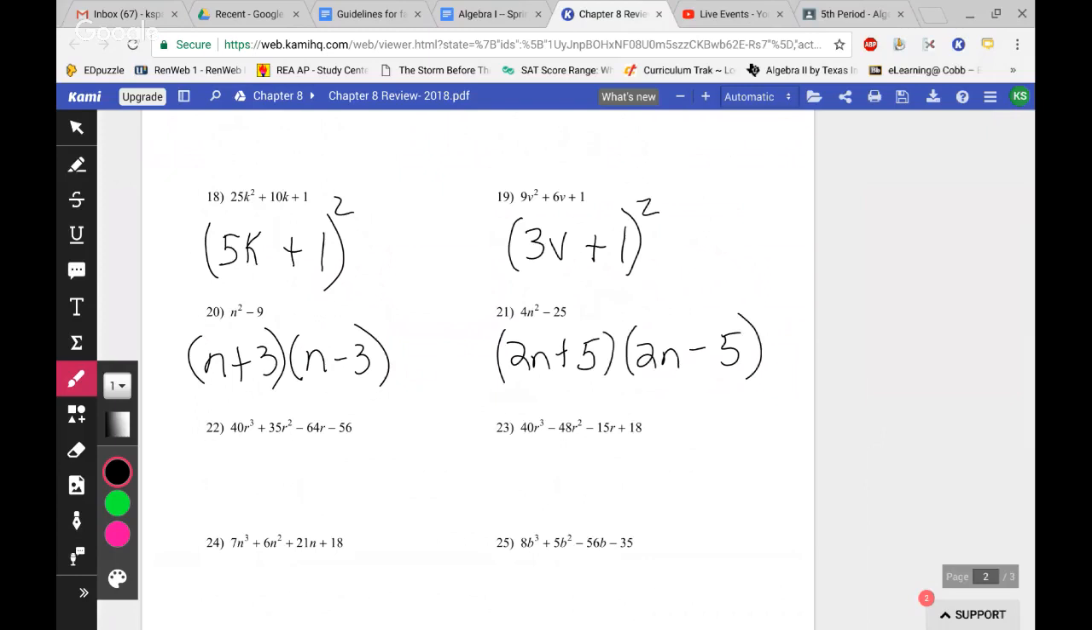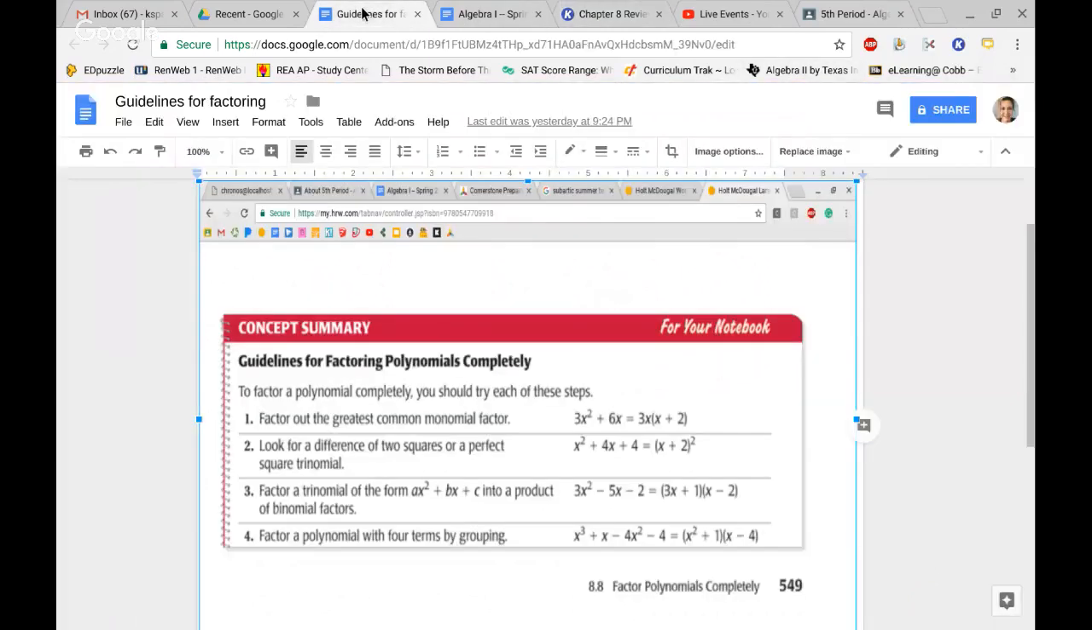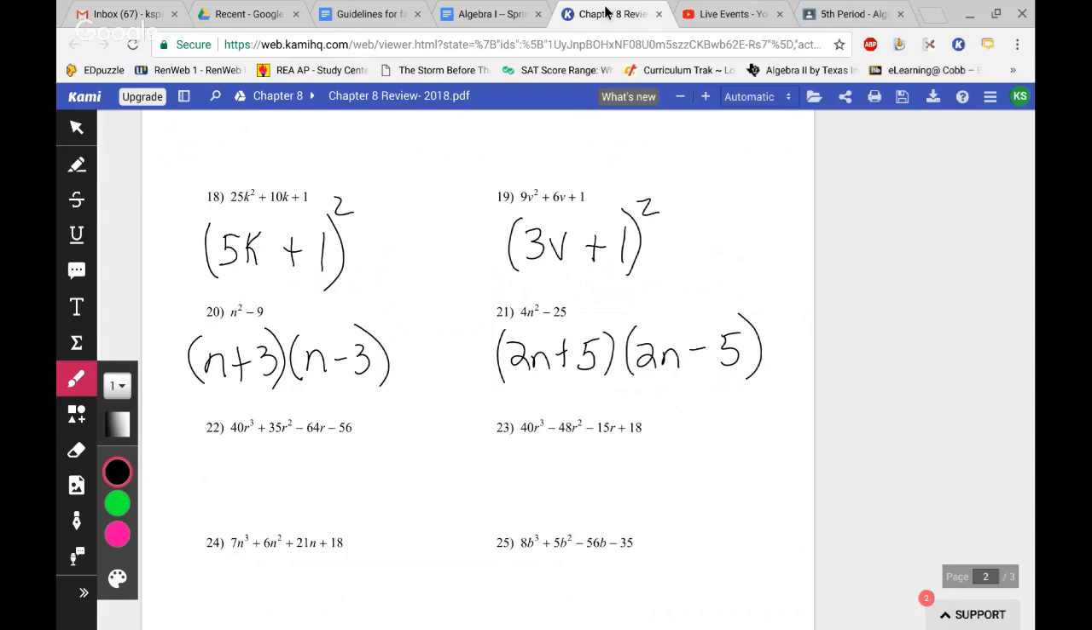Typically on these, what I like to do is, first of all, try to put them in some type of order where they're easy to factor. And this first one looks like it's in pretty good order to go ahead and start. I'm sorry, let me back up a minute. This is step number 4, factor a polynomial with 4 terms by grouping. So we've got 4 terms, so we want to put them into groups. We're going to group the first 2, and then group the second 2.